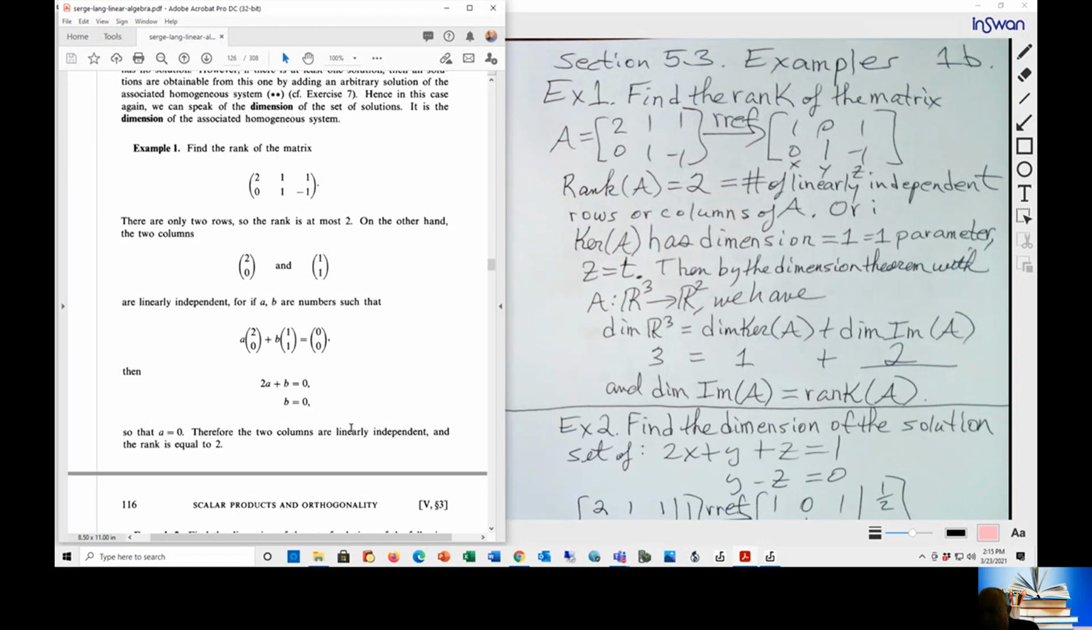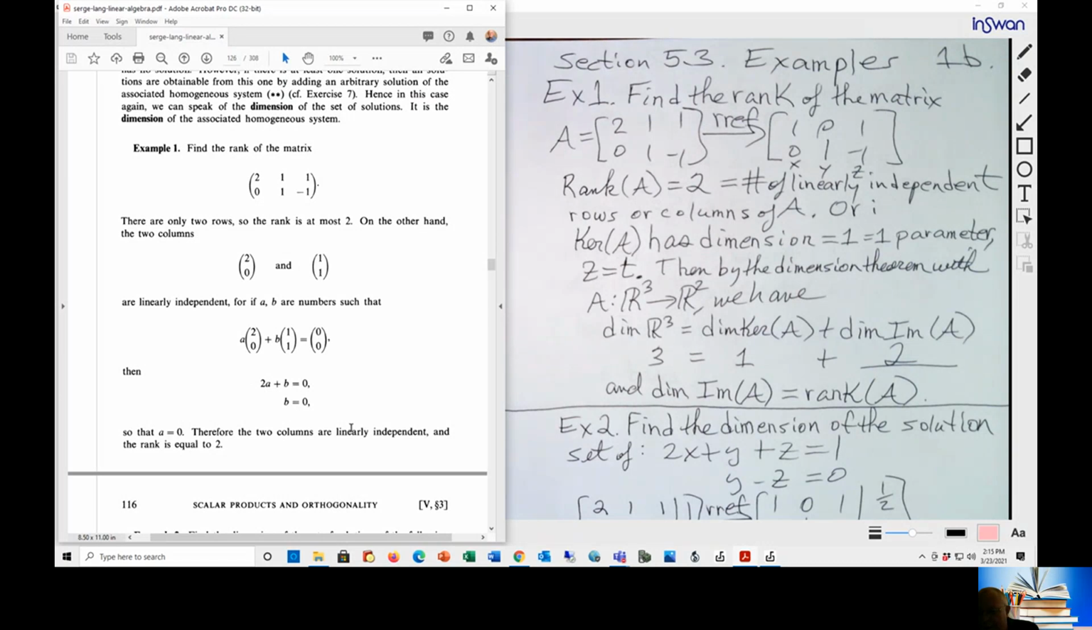And when you're looking for the parameters for the solution set of a homogeneous linear system, you're actually identifying the non-elementary columns or repeated elementary columns. So the z variable will be an independent parameter, and it has only one parameter. And so the kernel of this matrix A has dimension one parameter.